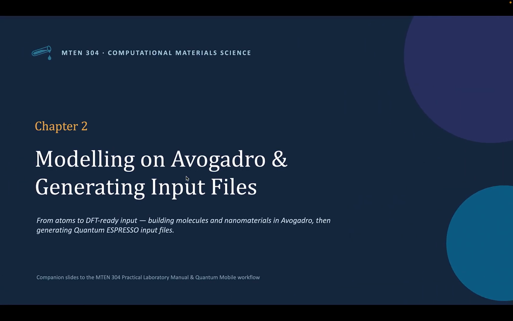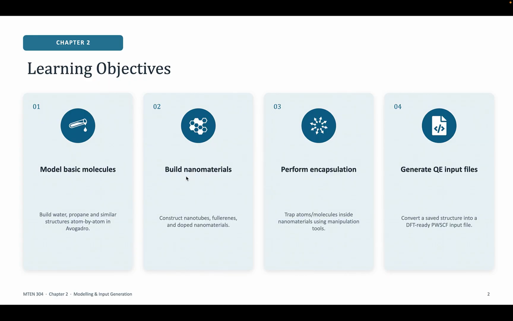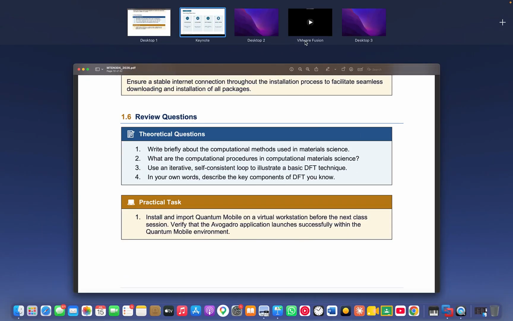So with chapter 2, our key focus is comprised of modeling basic molecules, building nanomaterials, performing encapsulation, and then finally using our results to generate what we call the Quantum Espresso input files. There will be a separate video session for input files, but this particular video focuses on features of Avogadro. So let's get into it.